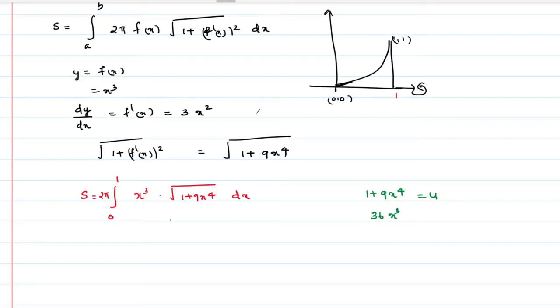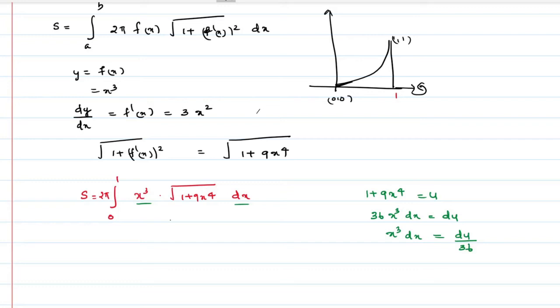36x cube dx will be equal to what? du, right? So what is x cube dx? x cube dx is du by 36. Then we have to apply the limit.